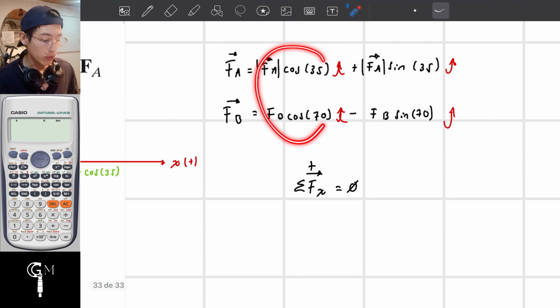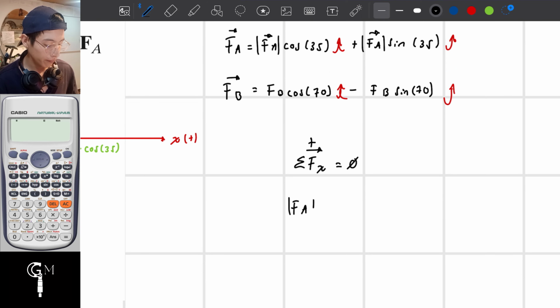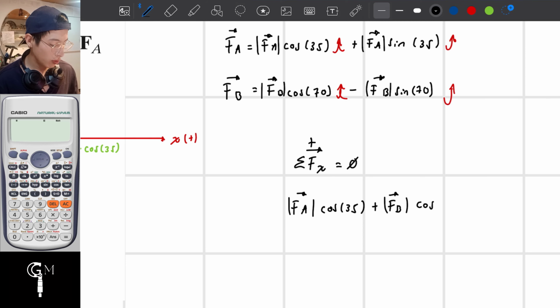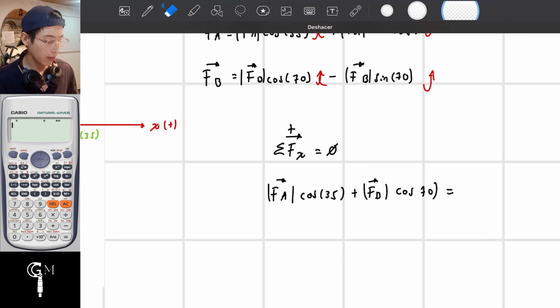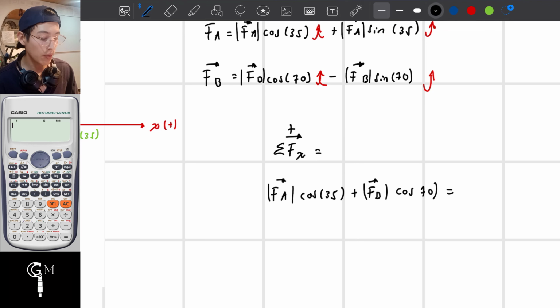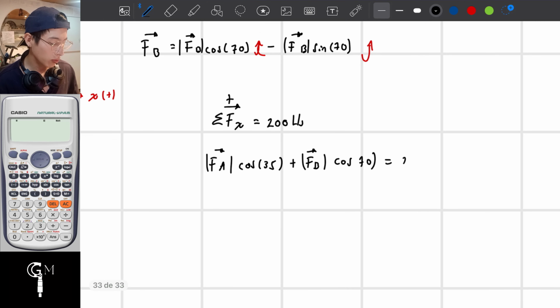Now, I'm just going to use the information within the first column. So FA, the magnitude, cosine of 35, plus FB, the magnitude, cosine of 70, is not equal to 0. All right, it has to be equal to 200 pounds for us to meet the requirement. All right, so this is equal to 200.